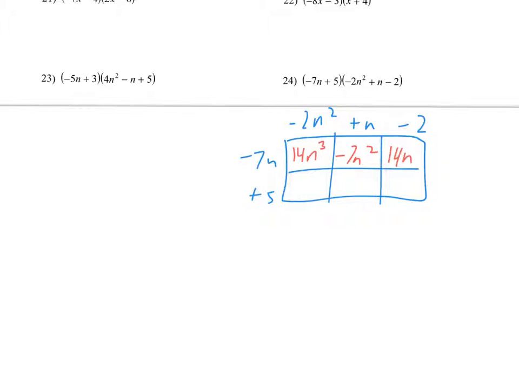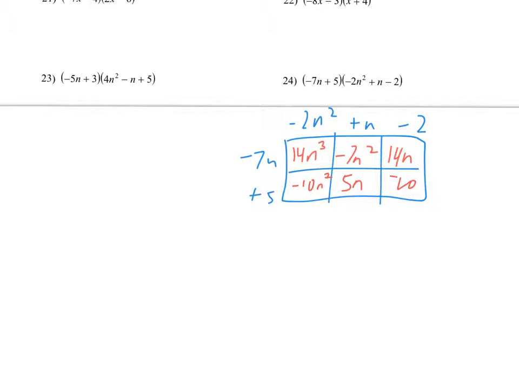So we're multiplying kind of all this and this to get there, this and this to get there, this and this to get there. Now we'll do the same thing here. So then this will give us negative 10n squared, and then 5n, and then negative 10.